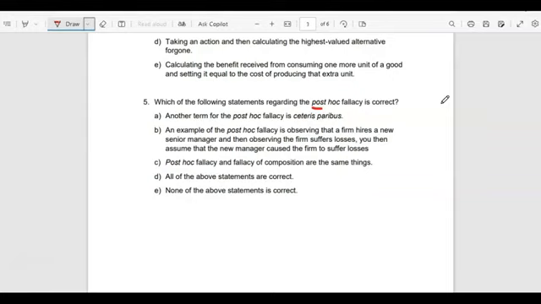Okay. Now looking at this, let's see. Oh, this one, B, perfect. Because think about it, because you hired a new manager and then after that your business suffered a loss, it doesn't mean it was because of the manager, okay?